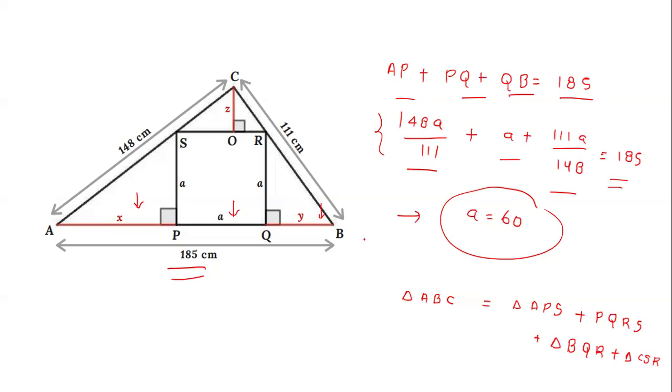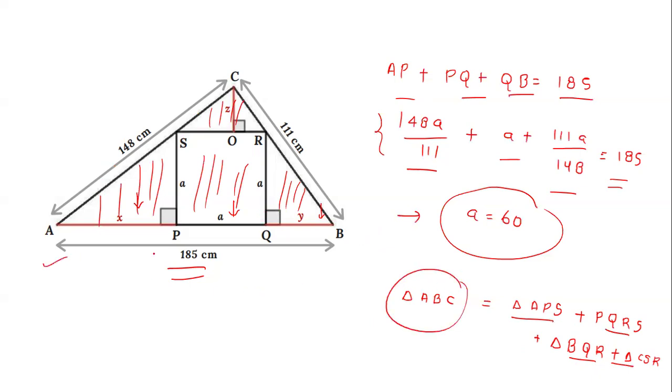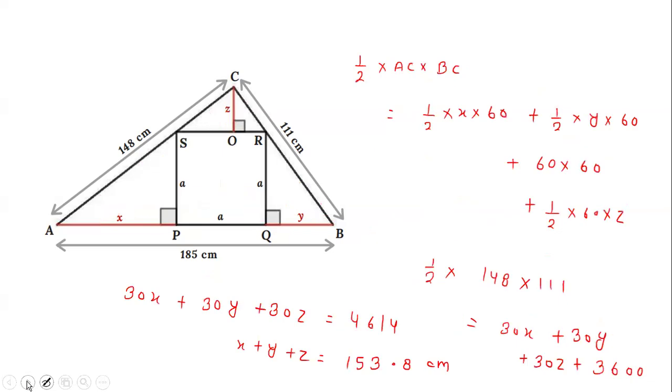Now there is another thing. This APS triangle plus this PQRS plus this BQR and plus this CSR. So the sum of all these areas, APS, PQRS, BQR and CSR, is equal to the triangle area ABC. ABC is this big triangle, and the sum of the APS, PQRS, BQR and CSR areas is equal to the ABC triangle area. We can easily see that.